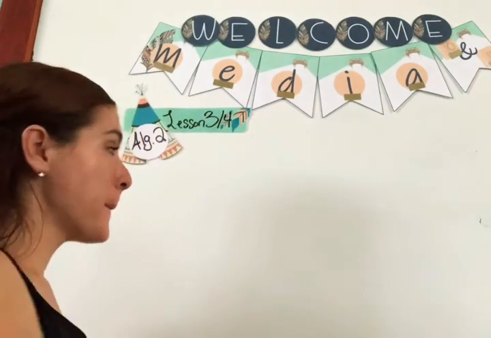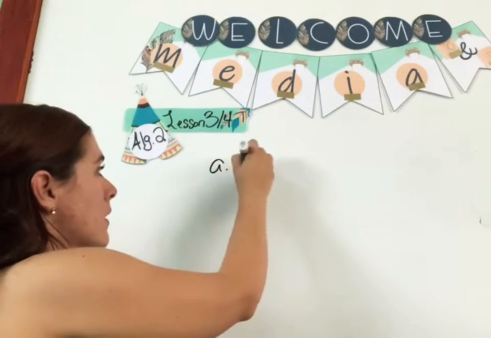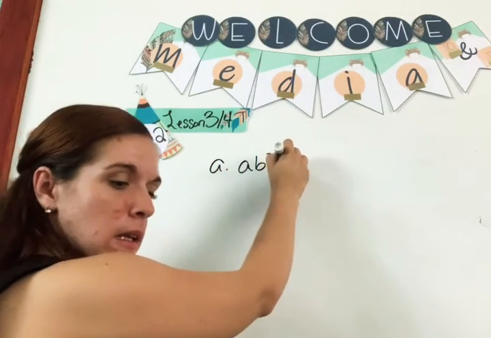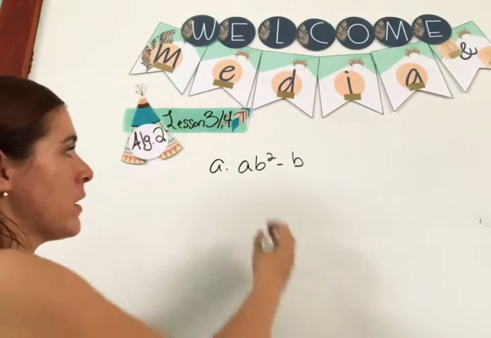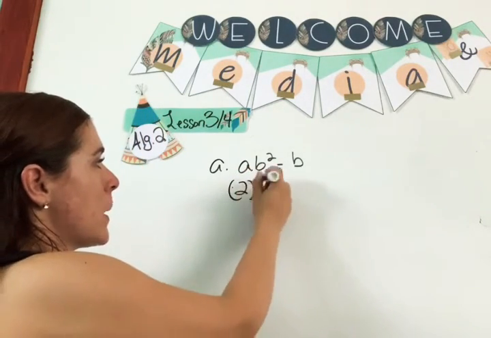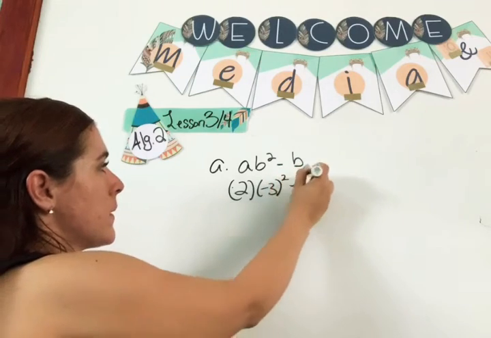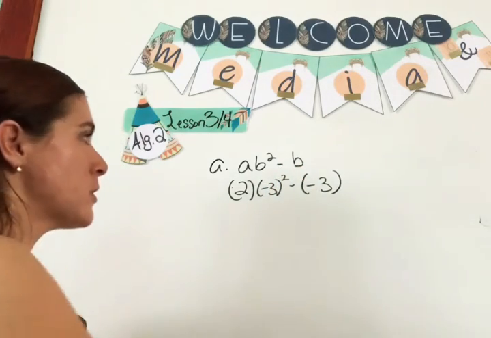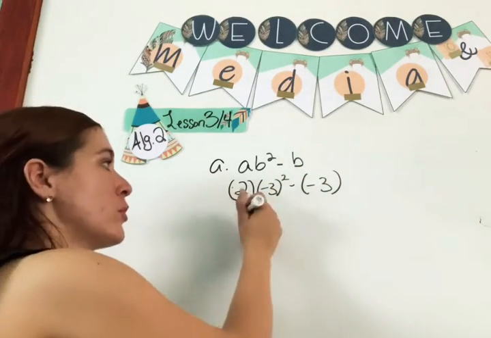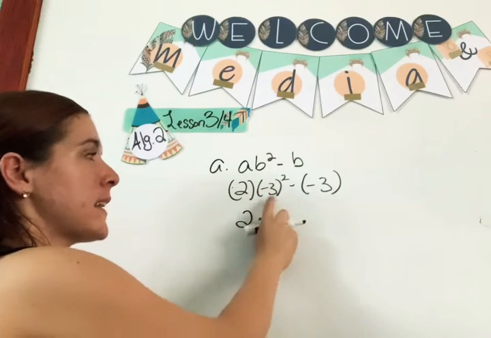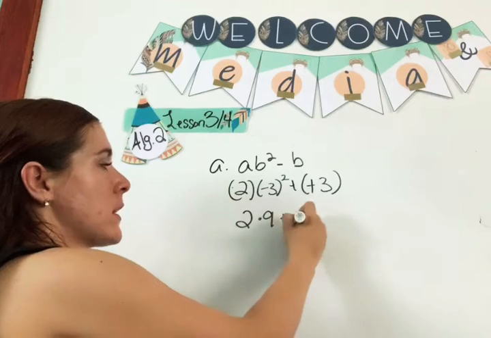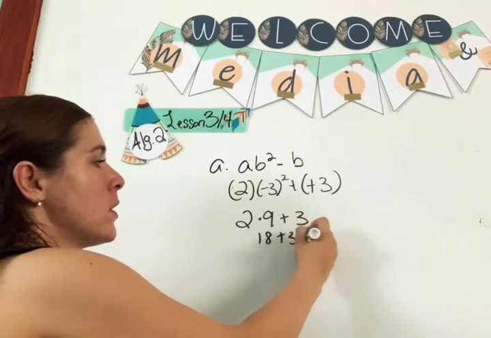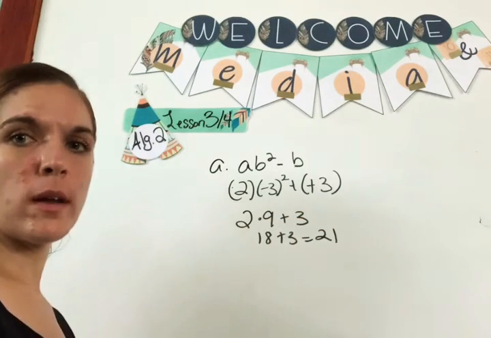You have A. It says AB squared minus B. So A is 2 and B is -3. So here you go. A is 2, B is -3. So you have 2 times 9, because -3 squared is 9, plus 3. So that'd be 18 plus 3, which equals 21.